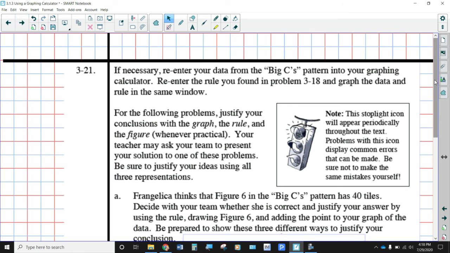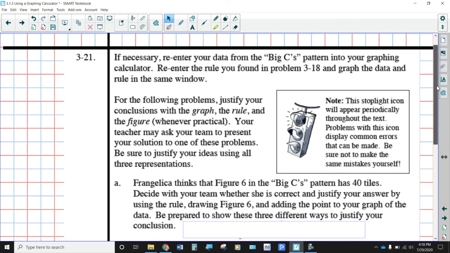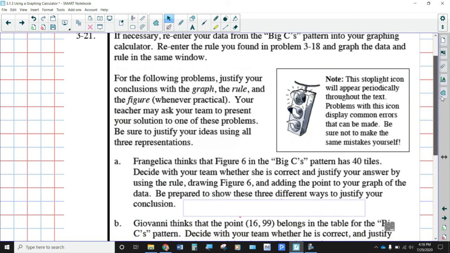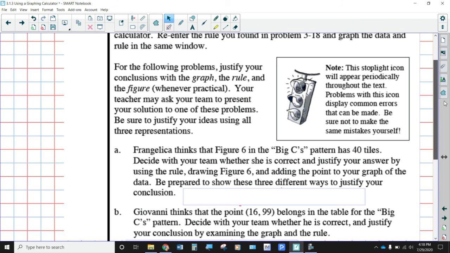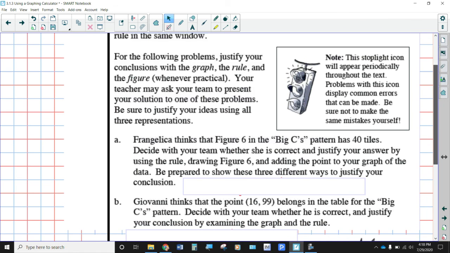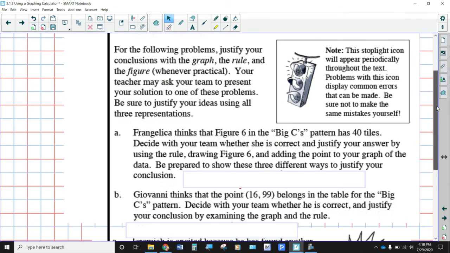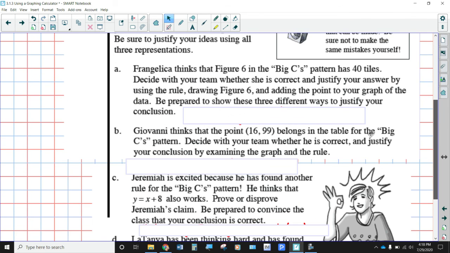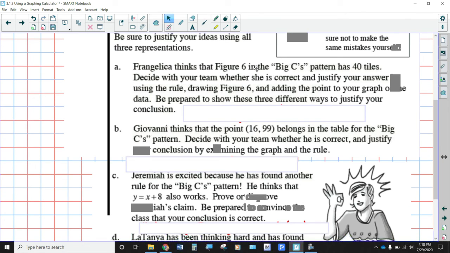Okay, here we go. It says, for the following problems, justify your conclusions with the graph, the rule, and the figure, whenever practical. Remember, this is a stoplight problem, so there are generally some common mistakes that people make. Angelica thinks that figure 6 has 40 tiles. Decide if you think that she is correct. How can we figure that out?